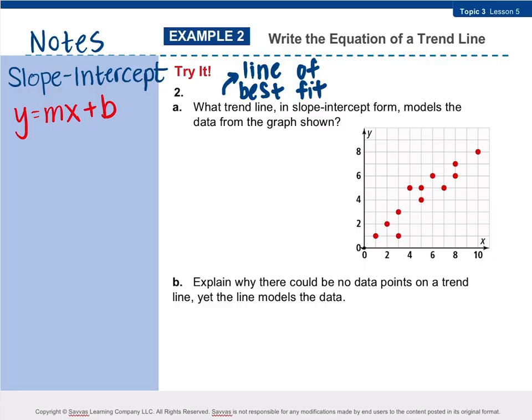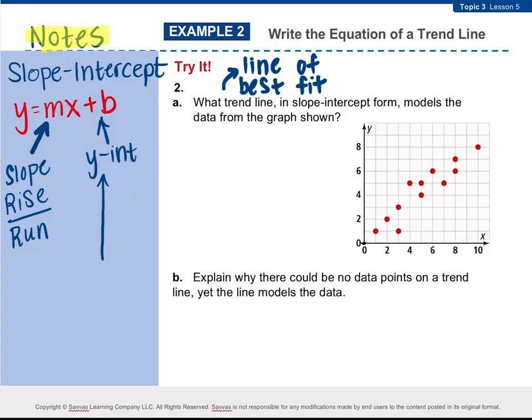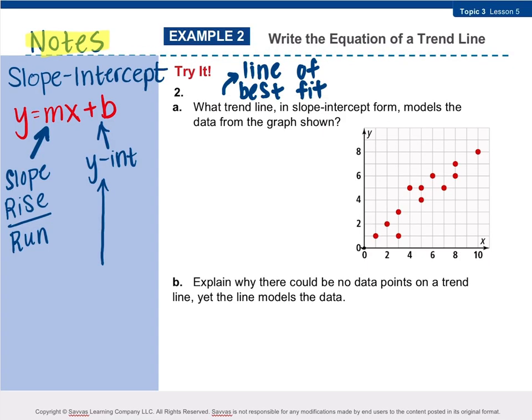So in my notes, I put a reminder. Slope-intercept is y equals mx plus b. Remember that m is the slope, which is rise over run, and b is the y-intercept, which is my starting point, or where does my line intersect with the y-axis? So if I had a point on the y-axis where my line is crossing through, that would be my y-intercept, right?